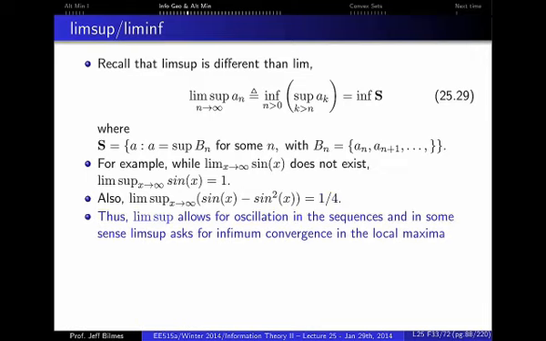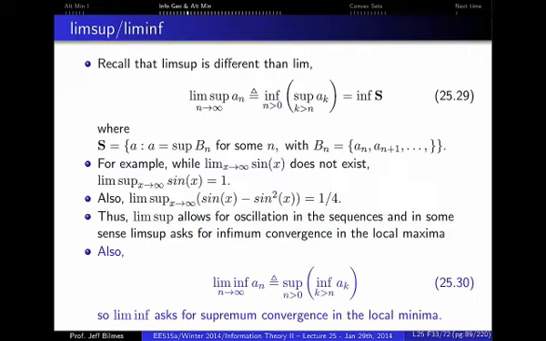Anyway, it allows for oscillation, and we only require sort of infimum convergence at the local maxima. So we've got all these local maxima, and we only need, in some sense, the greatest lower bound of them to converge. Convergence in lim sup.